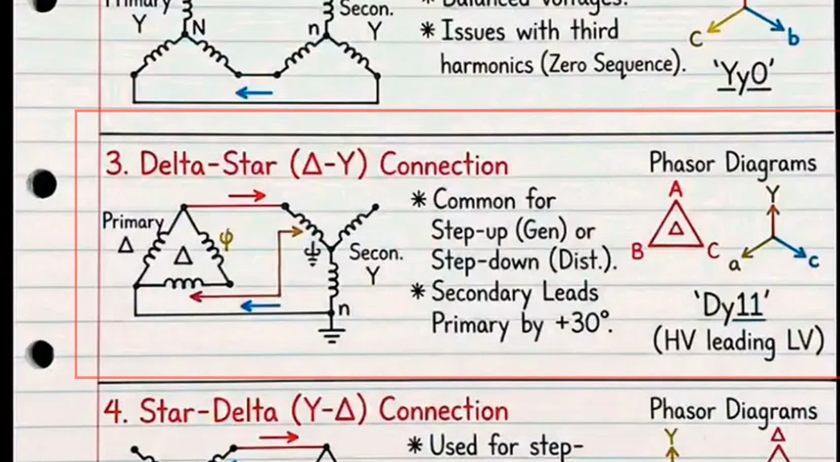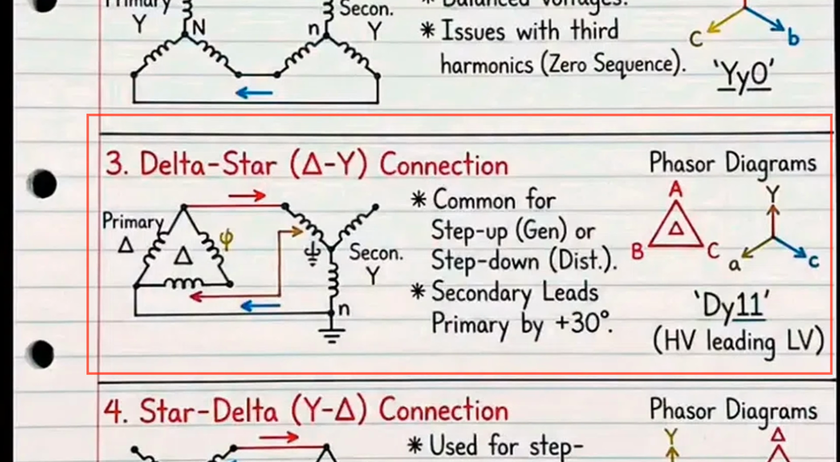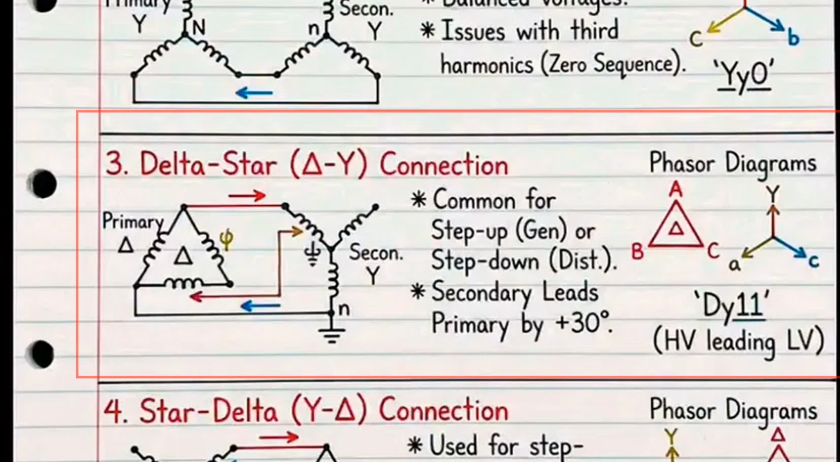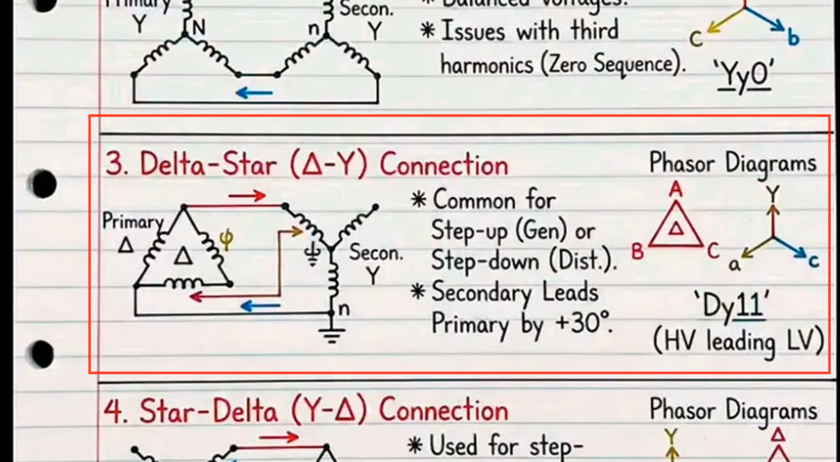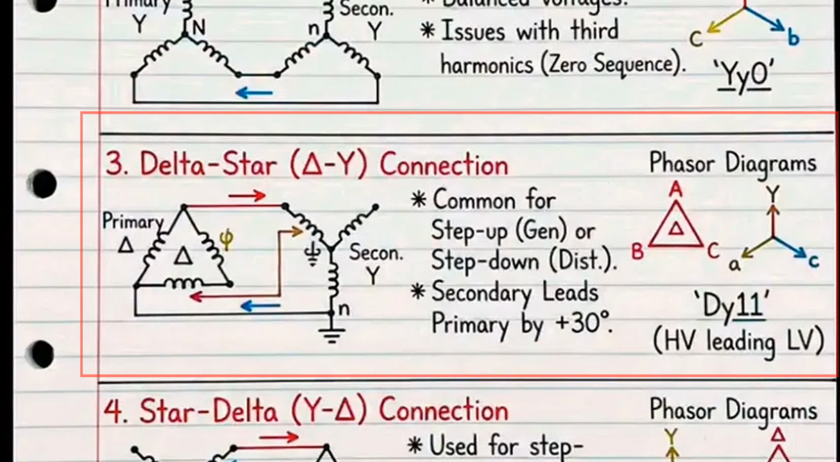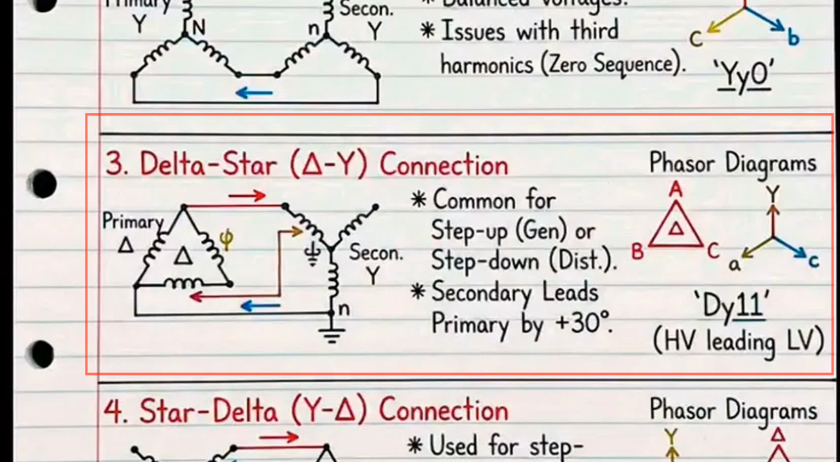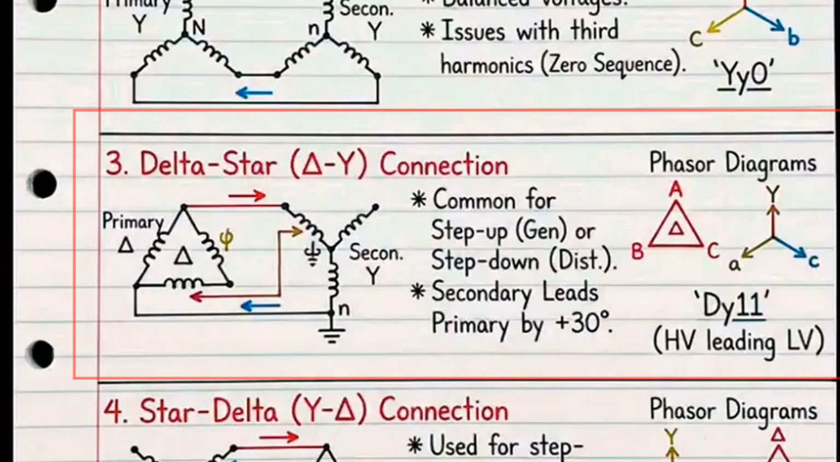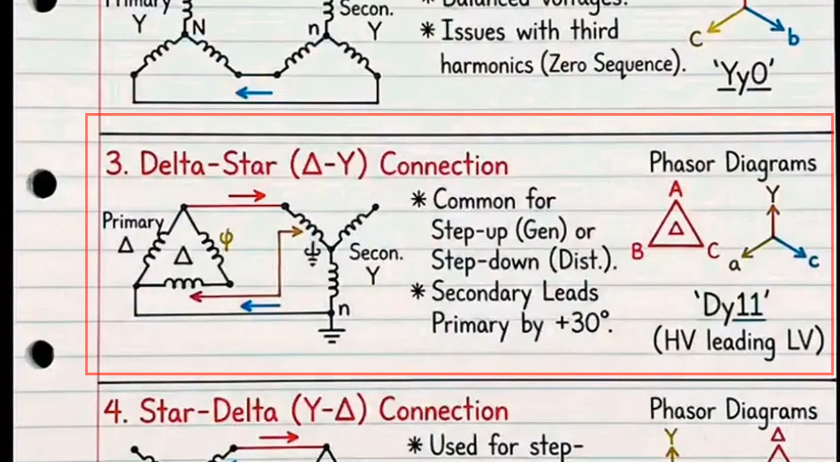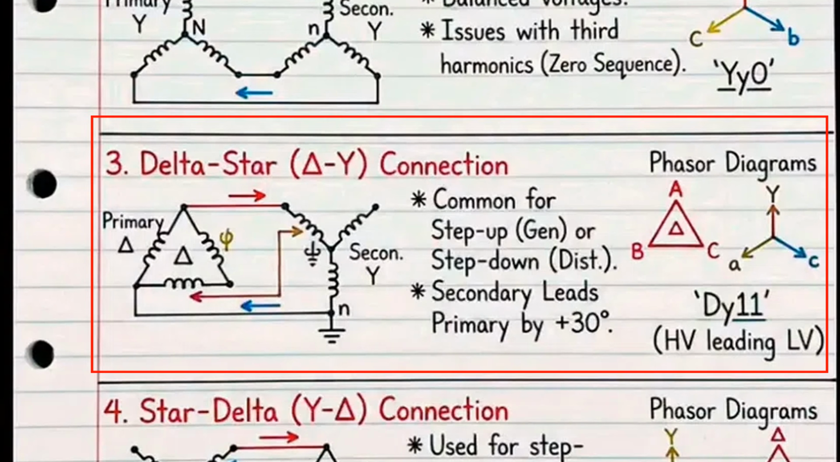Delta-star is used everywhere. Step-up transformers at power plants. Step-down transformers in distribution substations. It's the workhorse of the power industry. The vector group for this is typically di11. Which means 30 degrees lead. One more thing. Because of the 30-degree shift, you can't just parallel any two transformers. They need to have the same vector group.